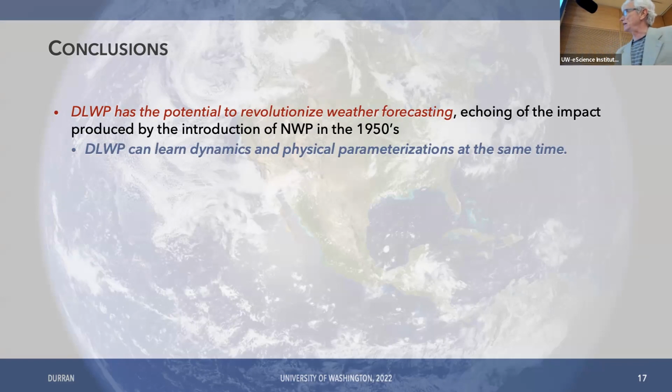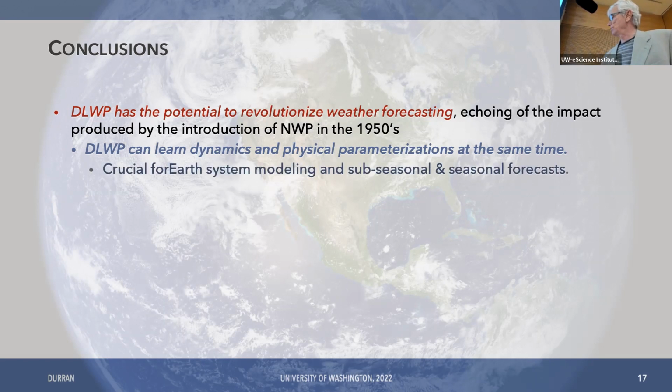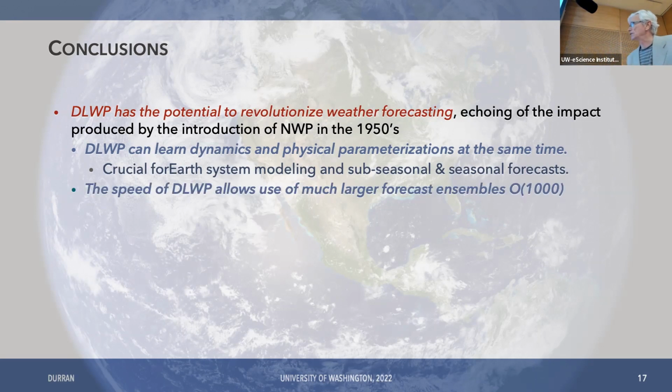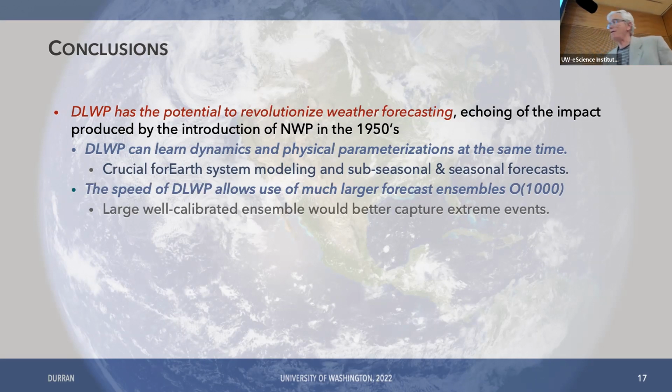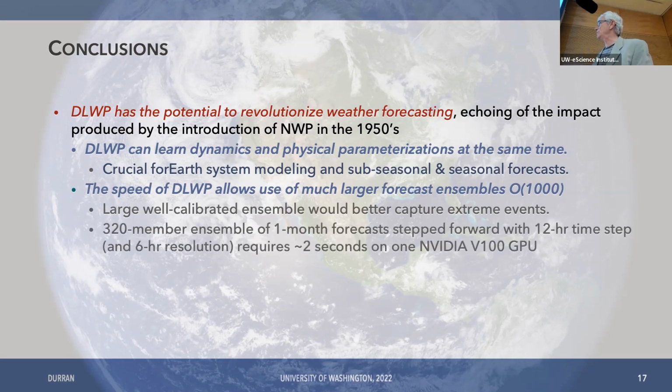Deep learning weather prediction can learn dynamics and physical parameterizations at the same time. This could be crucial for the Earth system modeling approach and longer-term forecasts at seasonal and subseasonal timescales. The speed of deep learning allows us to use much larger ensembles. Now, having a large ensemble is not in and of itself the whole story. It has to be a good representation and give you a good probabilistic description of what can happen. But it allows us, if we have a well-calibrated ensemble, to have a better idea of what's happening in the tails of the probability distribution and extreme events.